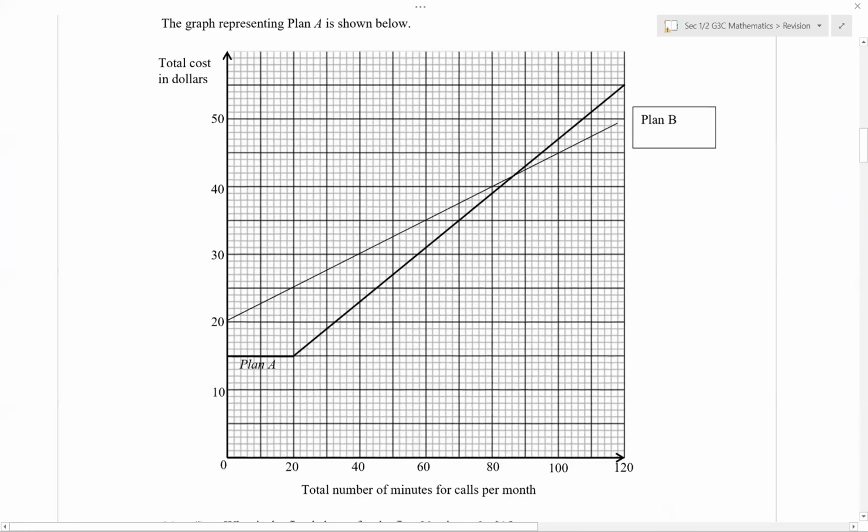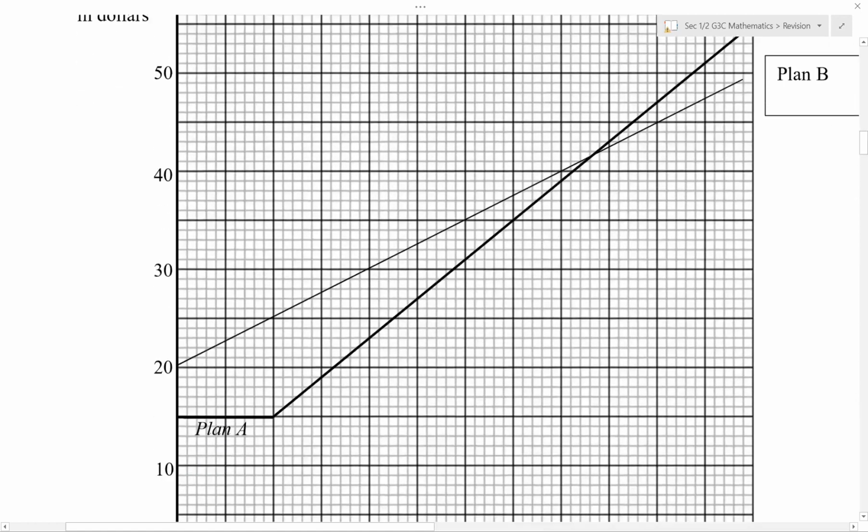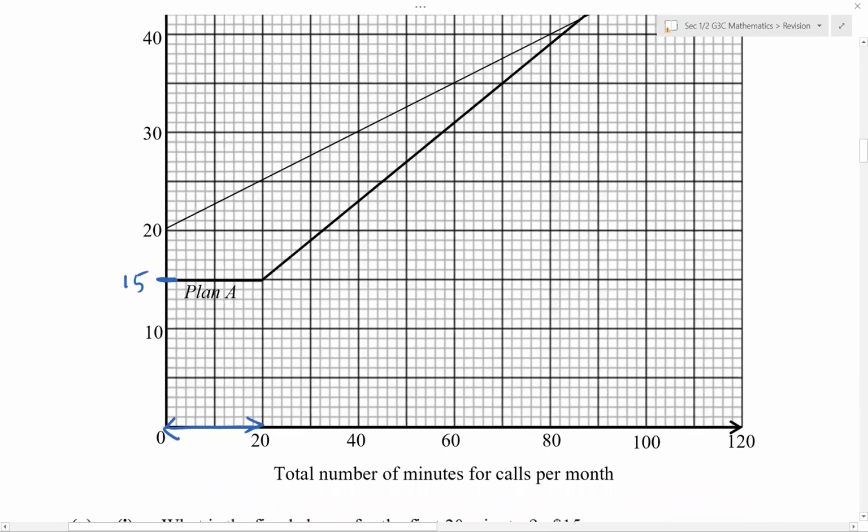So plan A, on our horizontal axis, we have the time. For the first 20 minutes, so watch from 0 to 20 minutes, you look at the price. Okay, vertical axis, the total cost, it is fixed at $15. No matter how much time you use, as long as it's within the first 20 minutes, it is going to be $15. So that's the situation over here. And after that, the price will go up.